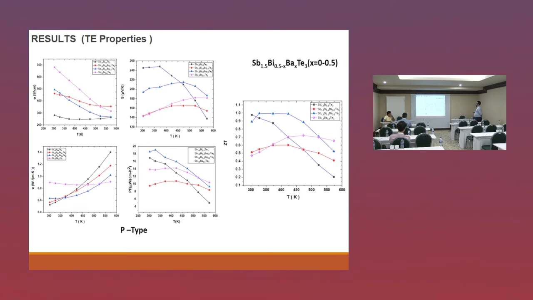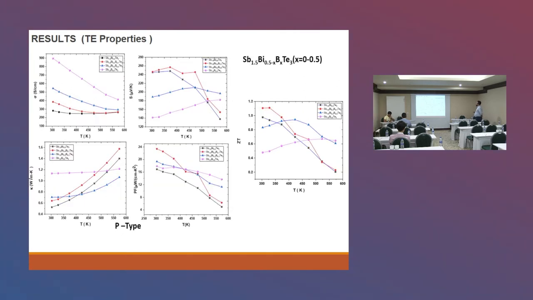So for the p-type samples, we doped barium, ytterbium, and then boron on the bismuth site. And we look at the electrical conductivity, again very similar. The barium increased the electrical conductivity and decreased the Seebeck coefficient, because electrical conductivity and Seebeck coefficient generally have opposite trends. And thermal conductivity increases because of the increasing electrical conductivity. The power factor increases when we reach 0.23, and the ZT value reaches 1.0 at 400 Kelvin.